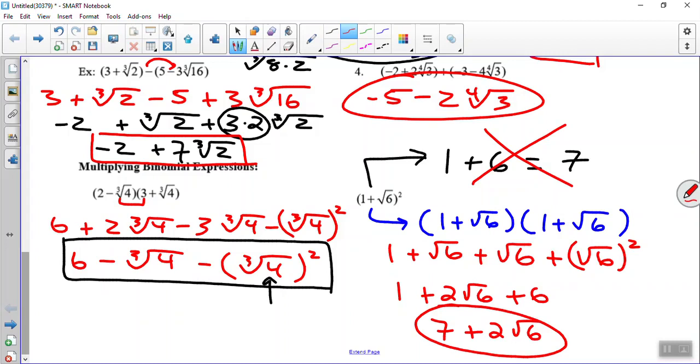Very different answer than what you got otherwise. You won't get any partial credit for this. It's just completely the wrong way to do that. Just be careful before you start getting into these. All right, so that's multiplying.